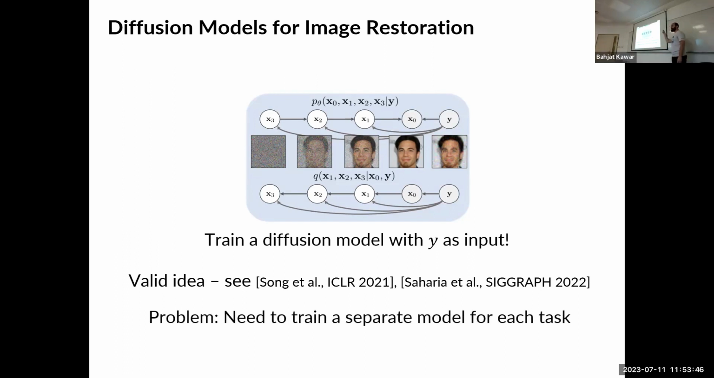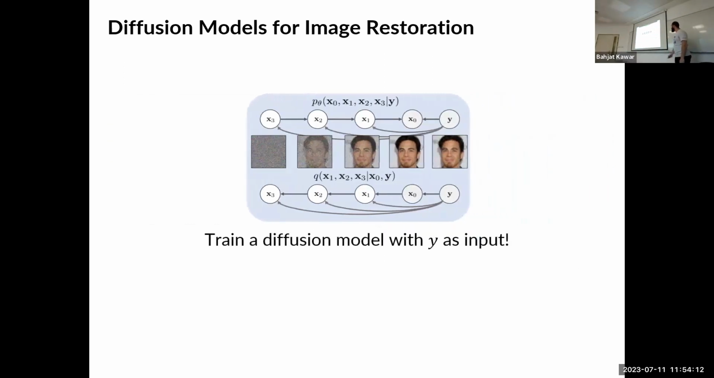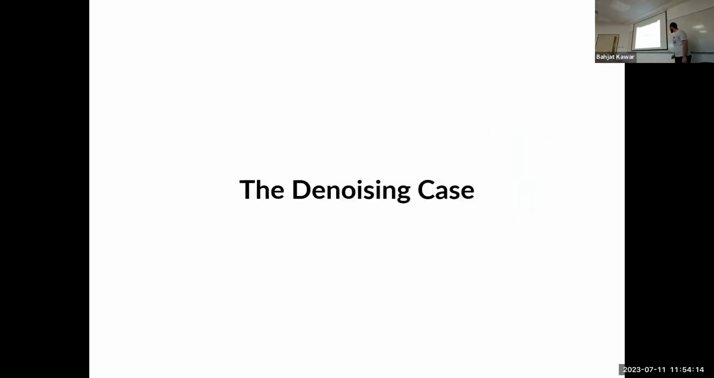If you're trying to train a model for super resolution, you can. It's just not going to work for inpainting, as you trained it with inputs that are from super resolution. So this is where we come in, and we're going to try to use the same model for all inverse problems. In order to break down how we did that, we're going to go similarly to the different papers that we published. We're going to start with the simplest case, when our inverse problem is just denoising.